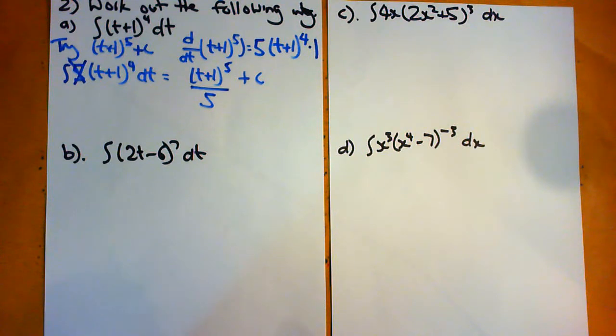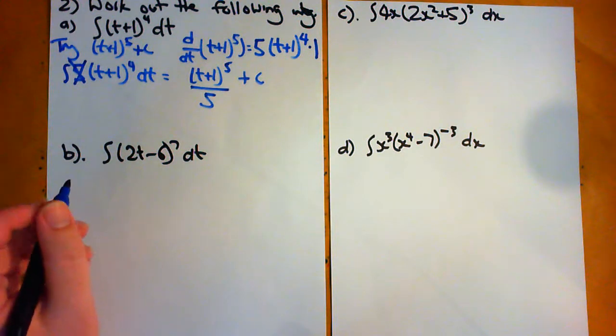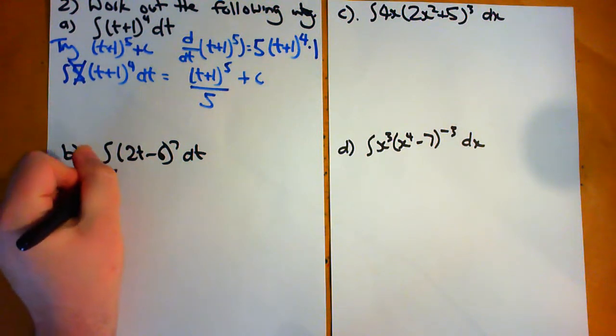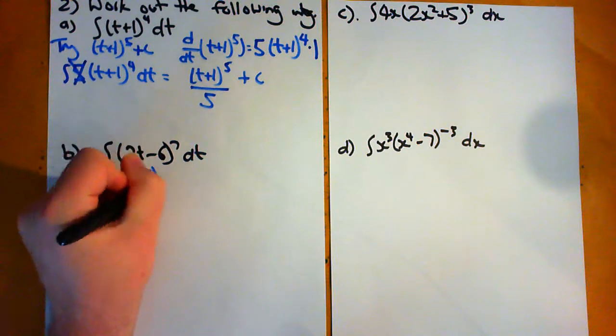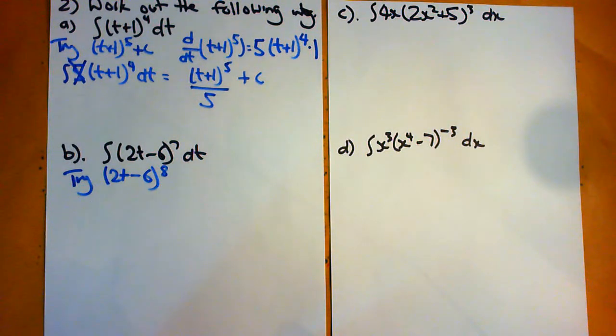Question B, we have the integral of 2t minus 6 to the 7th power. So what are we going to try here? We've got a bracket to the 7th power. When we integrate that, that power is going to increase. So we'll try 2t minus 6 to the 8th power. So we'll try 2t minus 6 to the power of 8. That's what we're going to try.